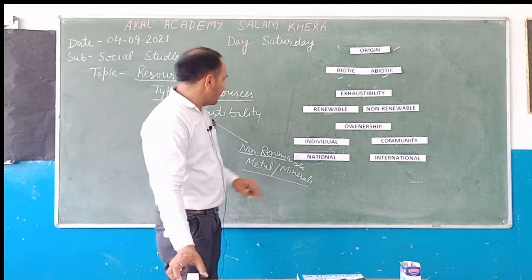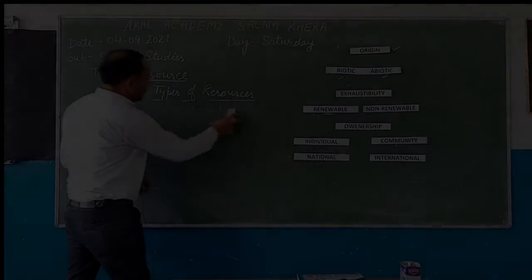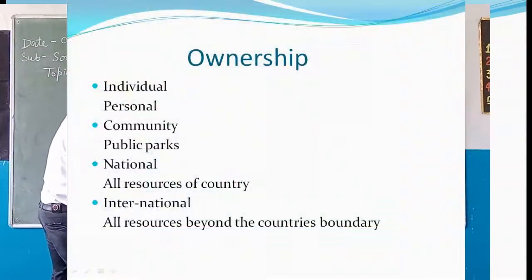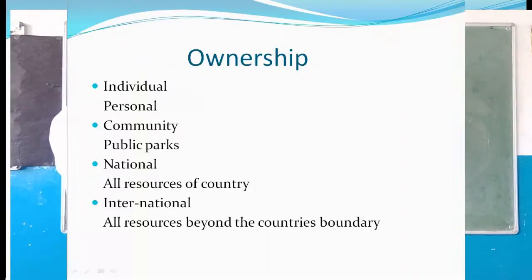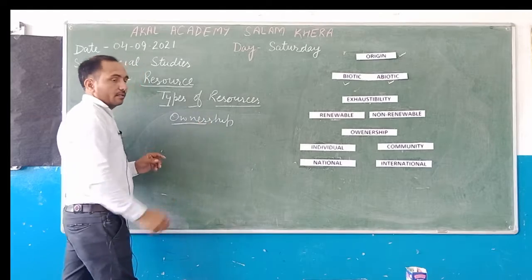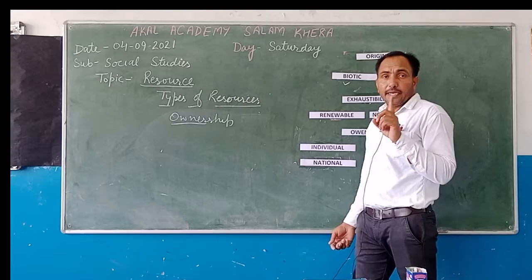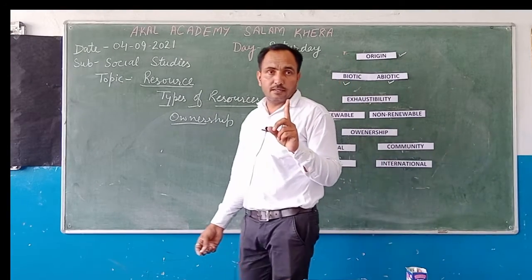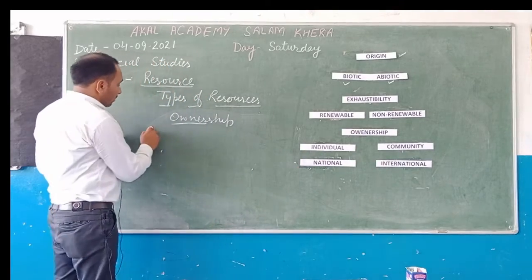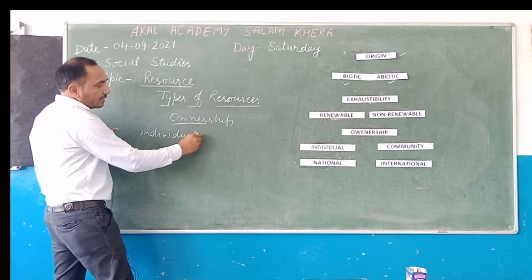Next, we will discuss the basis of ownership. On the basis of ownership, we can divide the resource into four types. First, see the owner of a thing. Things that are owned and managed by a single person, where a single person is the owner, are known as individual, or we can say personal.